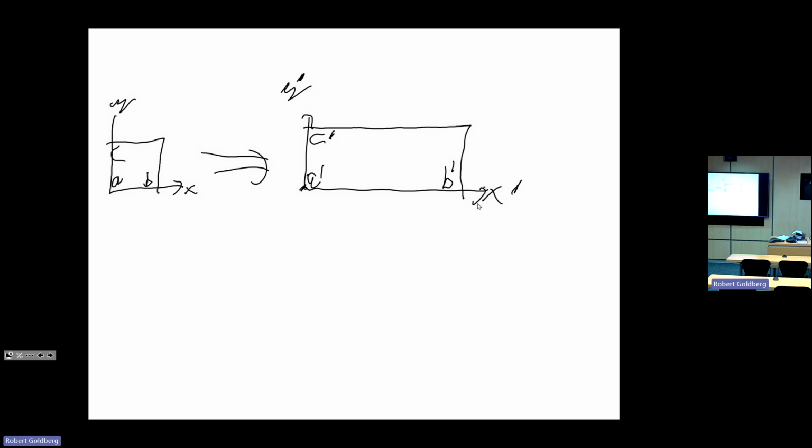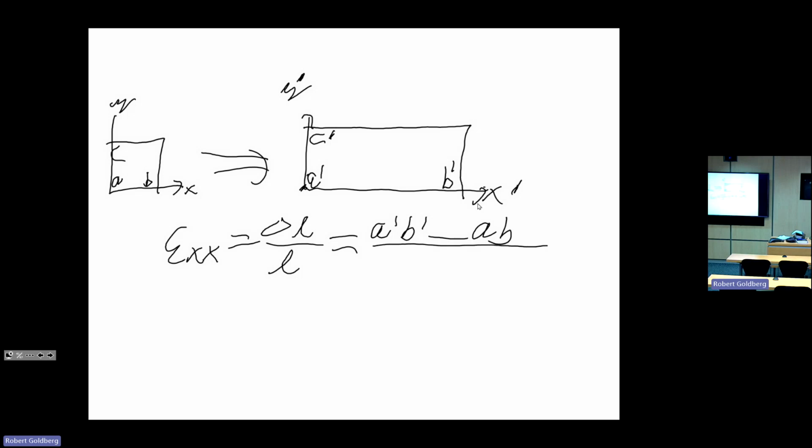So this is now where we use our classic definition that we say the normal strain in the x direction is equal to the change in length divided by original length, the definition that you're familiar with. So we say that it's equal to the distance from A prime to B prime minus the distance from A to B, and divided it all by the original length, which is the distance from A to B. The classic, yes, question.